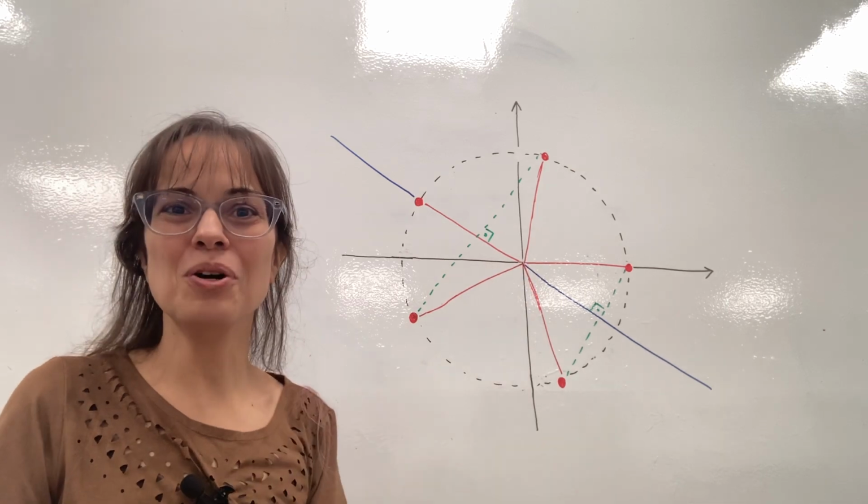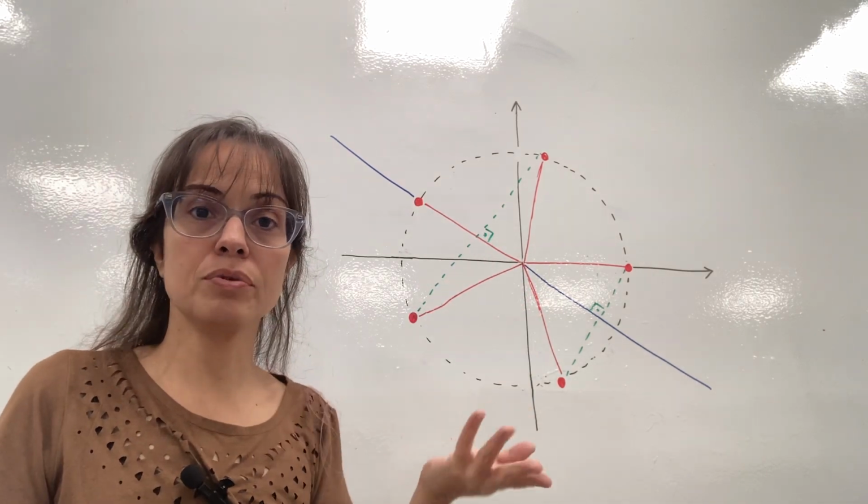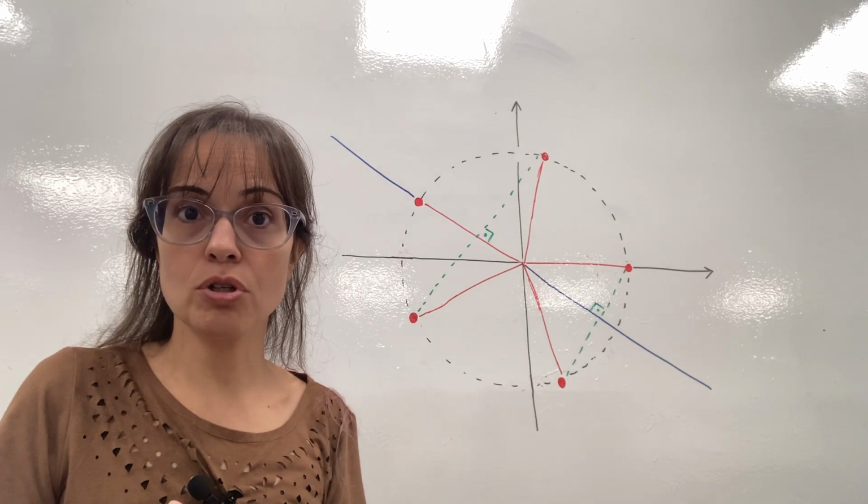So that's how I know that the average of all the points equally spaced around the circle is actually in the middle of the circle.